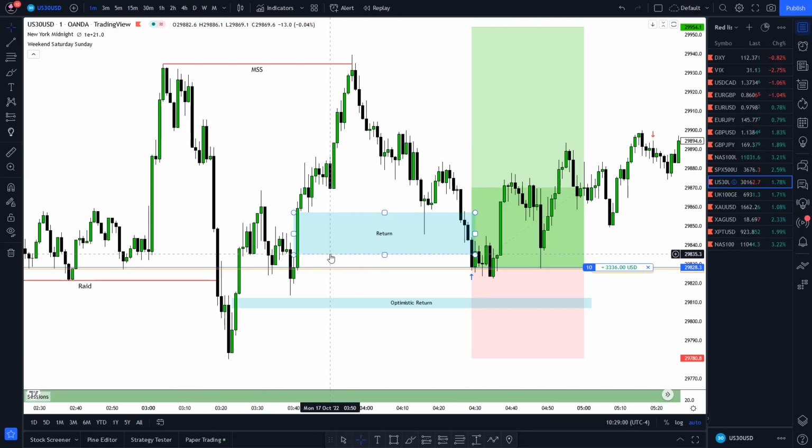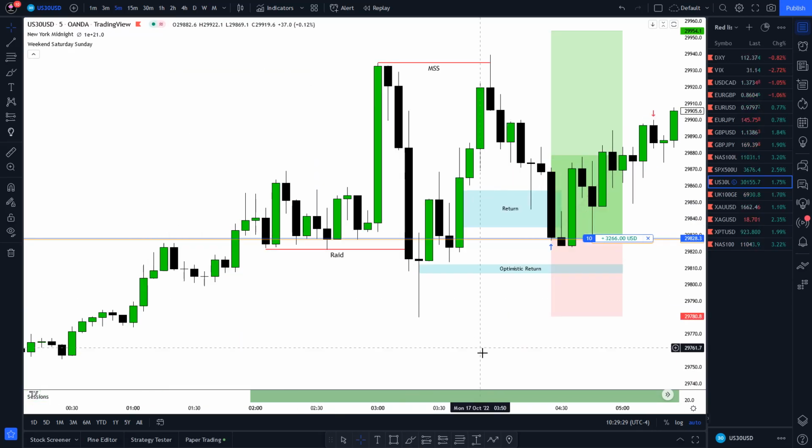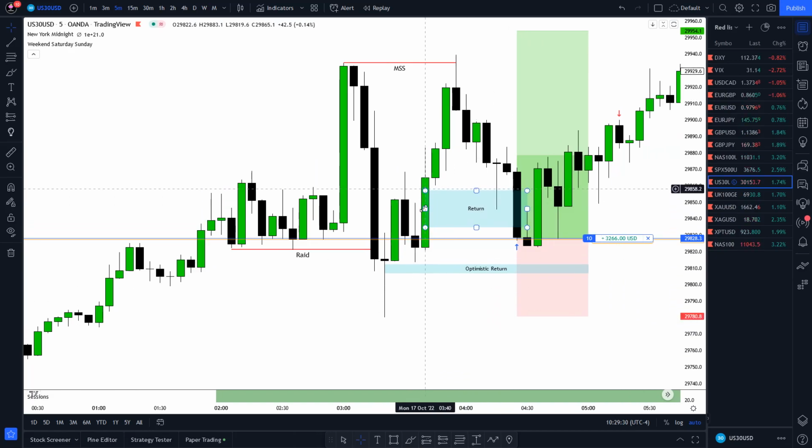I forgot to mention, just really quickly, in this return area, we're on a 1 minute chart where we can see a gap quite clearly. However, on the 3 minute chart, the gap is smaller over here. It's not as extended. And on the 5 minute chart, you can see the gap is much smaller and above, and it doesn't give as optimal entries compared with the 1 minute.